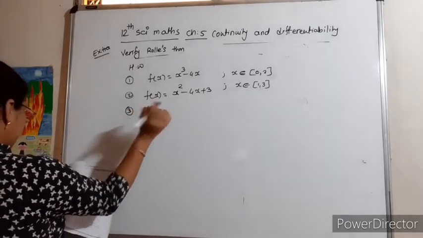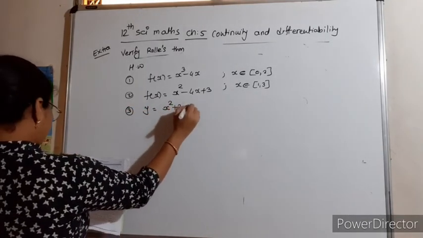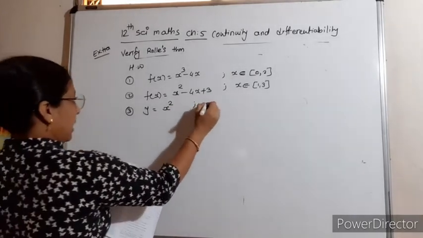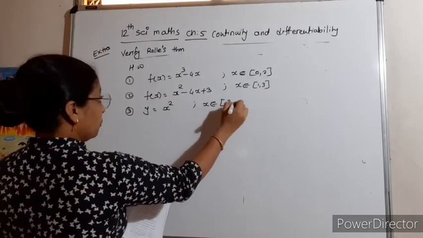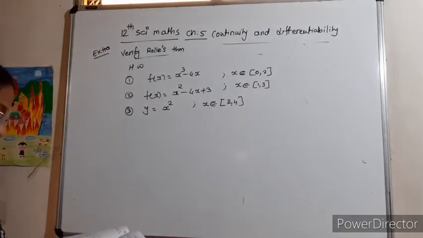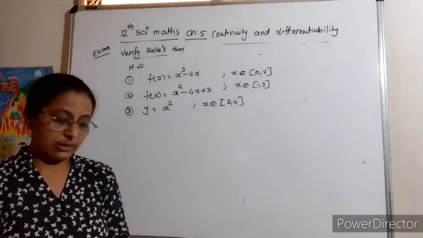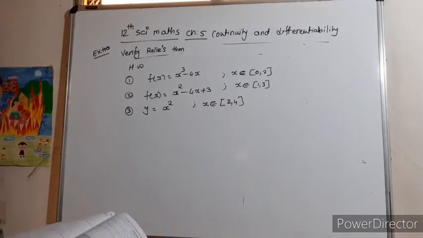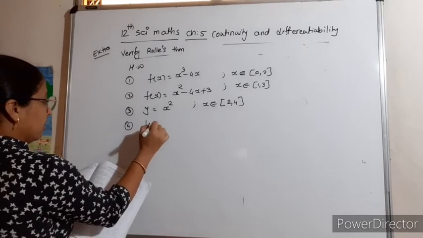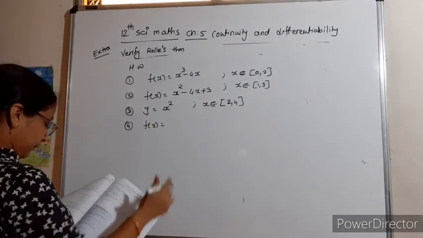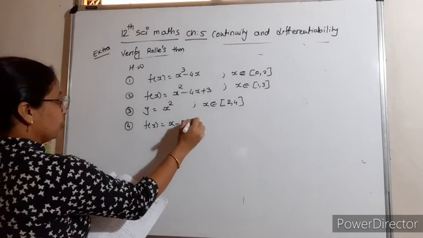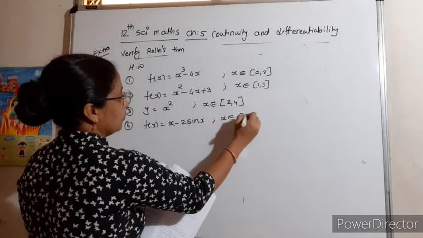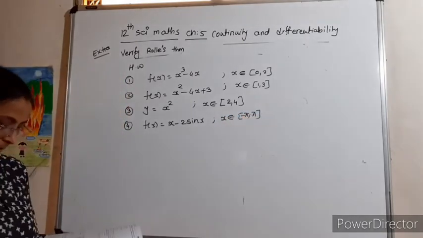First, y is equal to x square plus 2. Okay, that is done. X square only. X belongs to 2 to 4. If it is possible, then verify the Rolle's theorem. आपको possible है तो verify करना है, that you keep in mind. Then fourth, f x is equal to x minus 2 sin x, where x belongs to minus pi to pi. Okay?